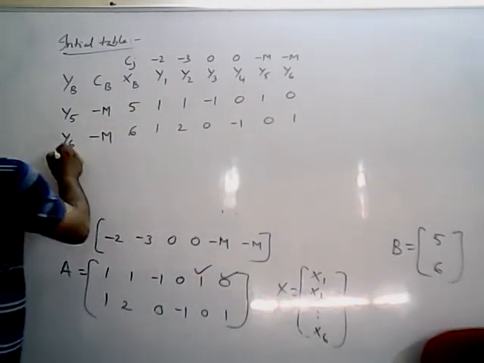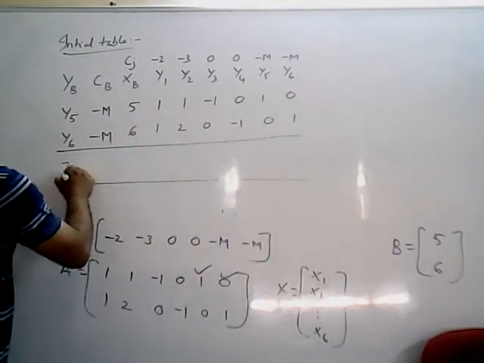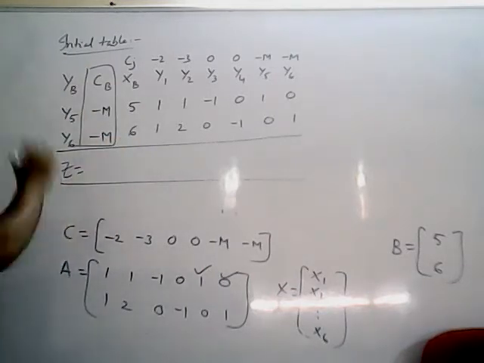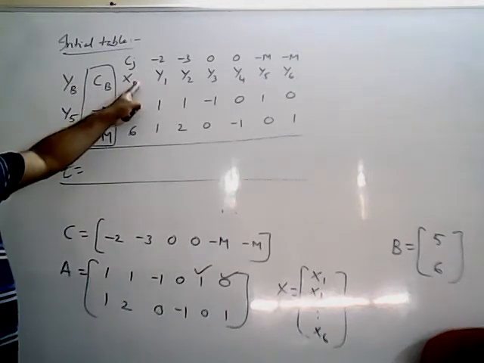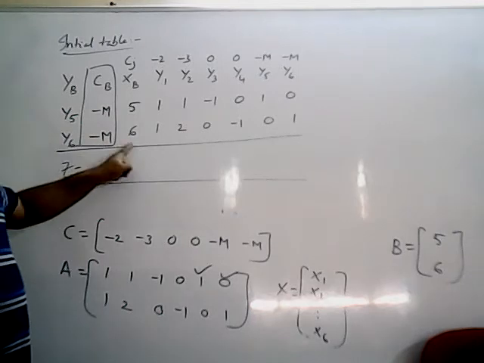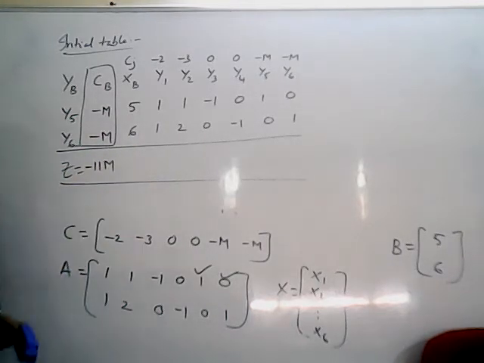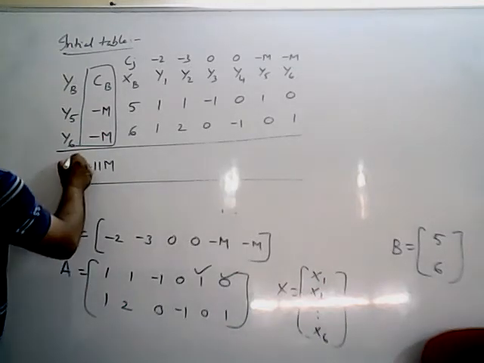Okay. Now two things you have to calculate. All of you know what they are. What is the first value you have to calculate? Z. For that, CB is fixed in each and every formula. What is the Z formula? CB into XB, total you have to take. Minus M into 5 is minus 5M, and this is minus 6M. Total minus 11M. You will get it in terms of M's now.